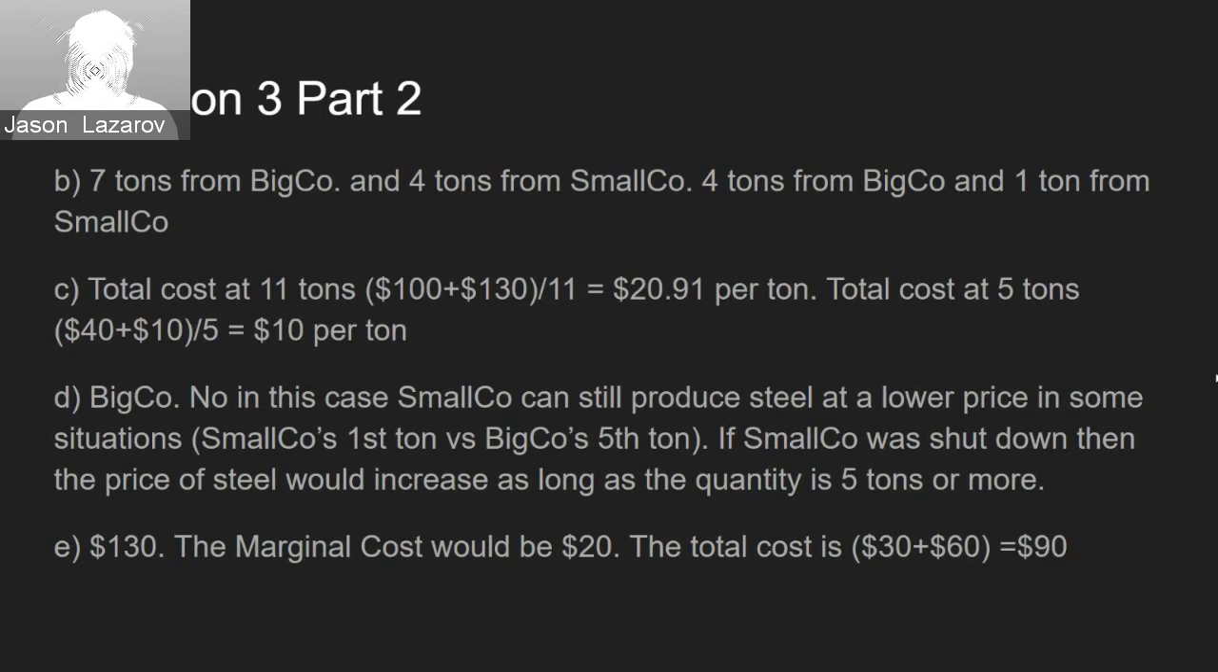For part C, it asks what will be the price in the competitive market in this situation, and total cost for 11 tons would be given by this formula here, which would lead to the price of 1 ton of steel being $20.91. And for 5 tons of steel, the price per 1 ton would be $10.